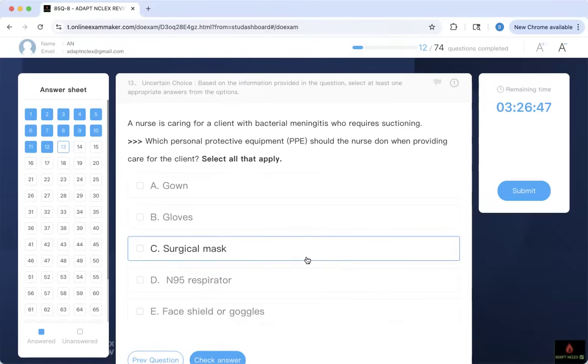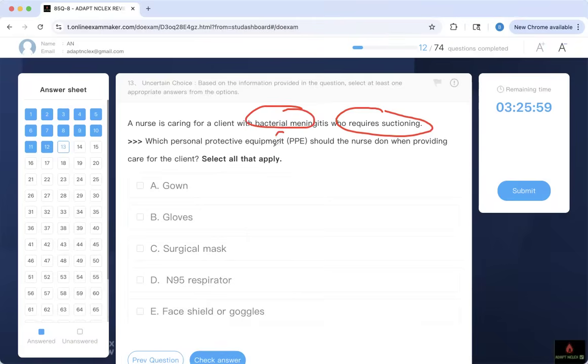Did you pick yours? Let's break down the question, and I'll show you which ones are the right answers. What exactly is the question asking? If you do that, that's 50% of the answer choice. Now, what is it asking? Requires suctioning, bacterial meningitis, and PPE. Combine them together. I have meningitis. I'm going to do suction. I need PPE. Those are my buzzwords.